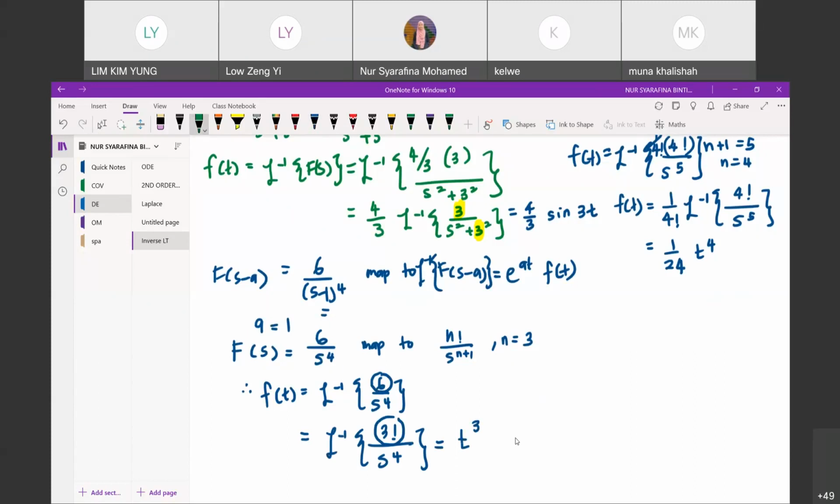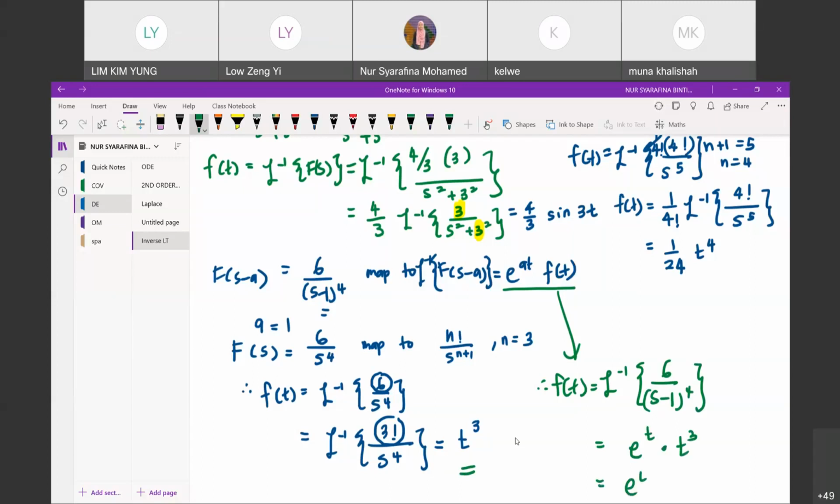So now, when it is F(s minus a), we want to implement the inverse process, we will get e to the power of at times f(t). So f(t) equals the inverse transform of 6 over s minus 1 to the power of 4, which will give you e to the power of at times f(t), and a is 1, f(t) is t cubed from here. So this is how you inverse transform. Right? Clear now? Any question?